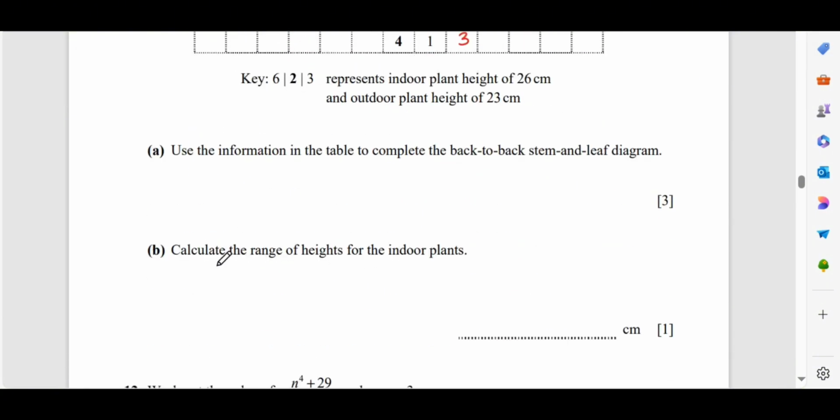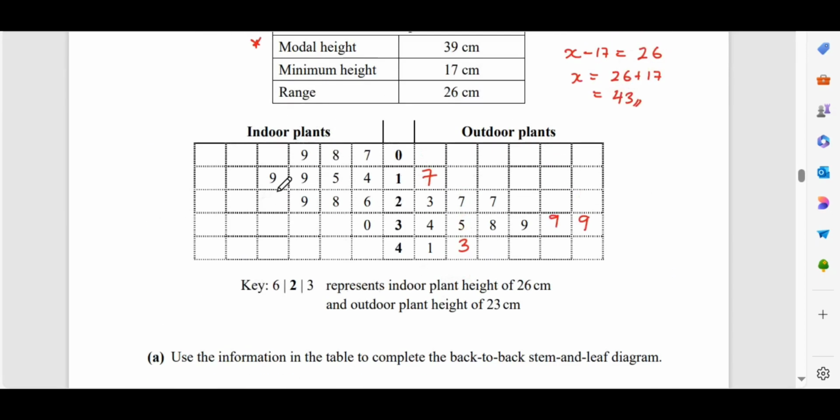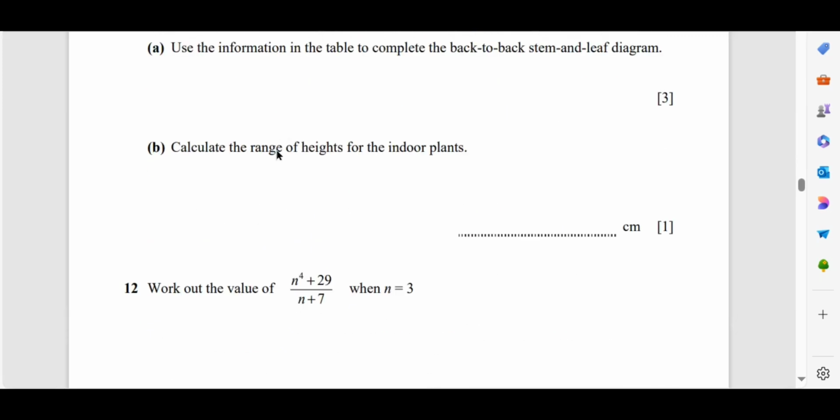The next question says that we should calculate the range of the height for the indoor plant. So we first of all get the value of the lowest and the highest. The value we have for the lowest is 0.9, which is this 0.9, and the highest we have is 30. So we come down here and solve that. So 30 minus 0.9. Okay, so that's how we have solved that problem, which is coming from statistics, system analysis.